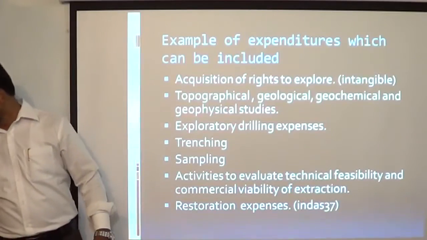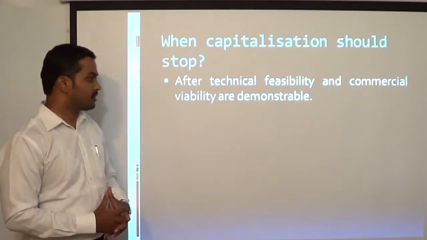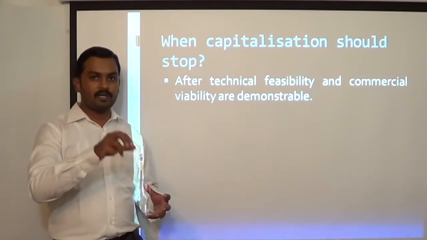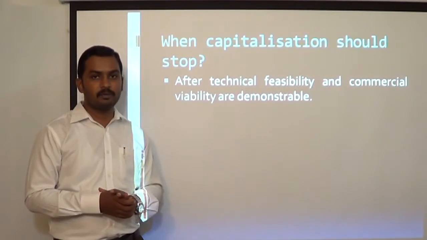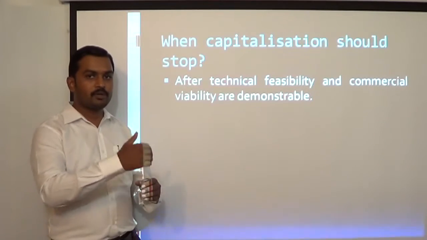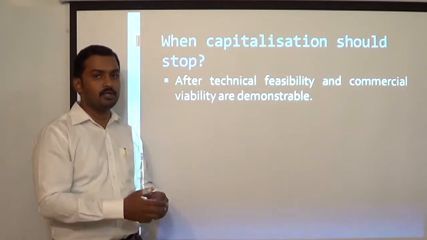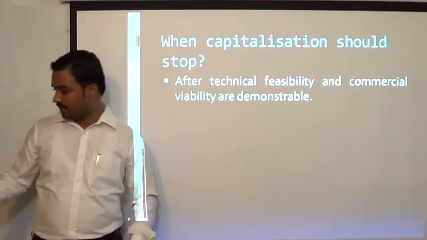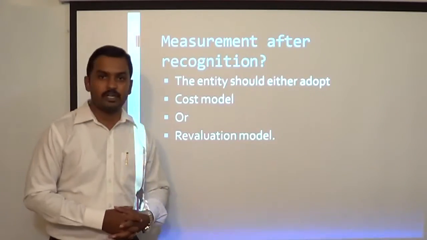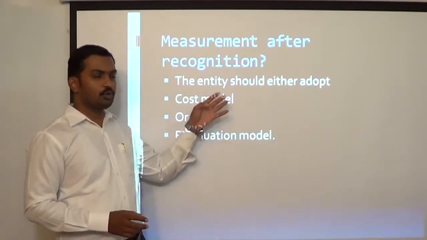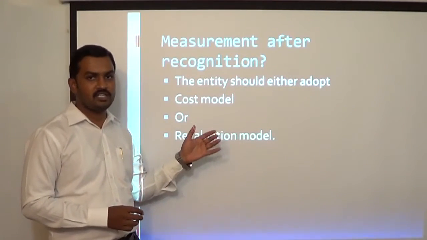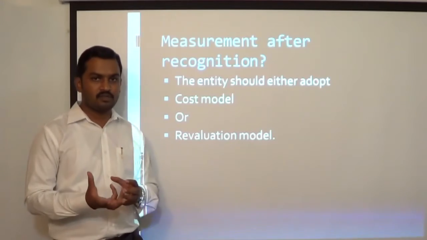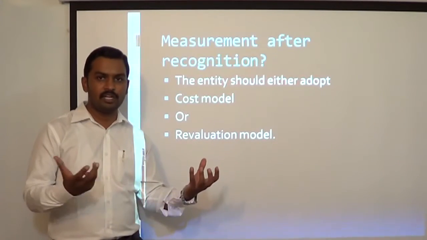Okay. Next, when capitalization should stop. So when should I stop capitalizing the expenditure? After technical feasibility and commercial viability are demonstrable. So the day you are able to demonstrate technical feasibility and commercial viability, you have to stop capitalizing the expenditure. Next, measurement after recognition. The entity should either adopt the cost model or the revaluation model, which is given in Ind AS 16 and Ind AS 38. See, exploration and evaluation assets can be both tangible and intangible.